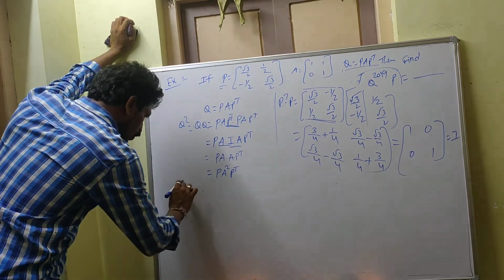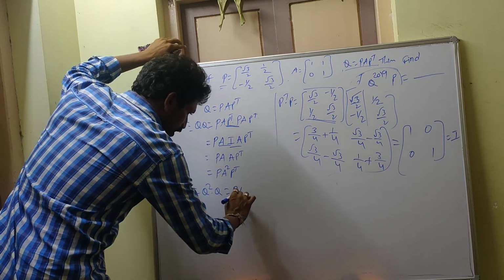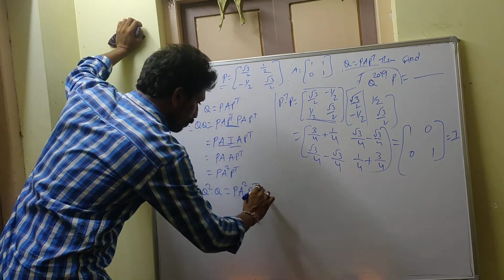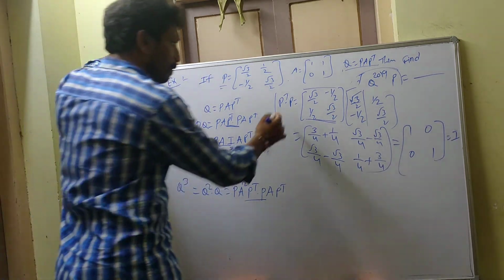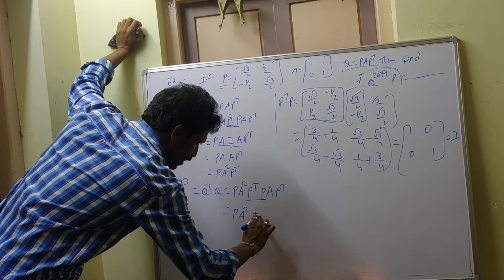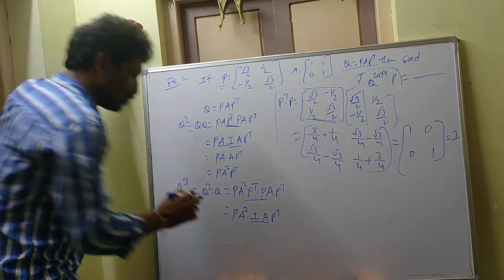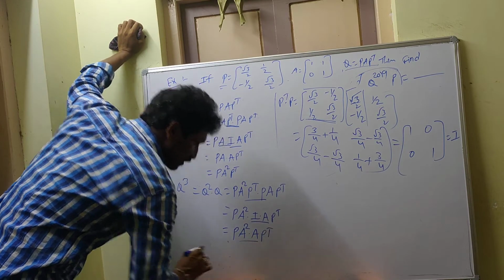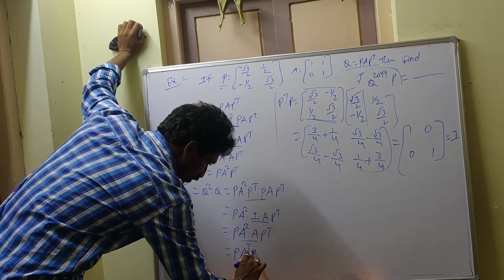Next go for Q cube. Q cube, how can I write? Q square into Q. Q square we already found here. P A square P transpose into, again Q means P A P transpose. Again you got here P transpose into P, again you have A I only. P A square into I into A into P transpose. Again this one you can write as A. So in total we have P A square into A into P transpose. A square into A, what do you have? A cube. So this is equal to P A cube into P transpose.